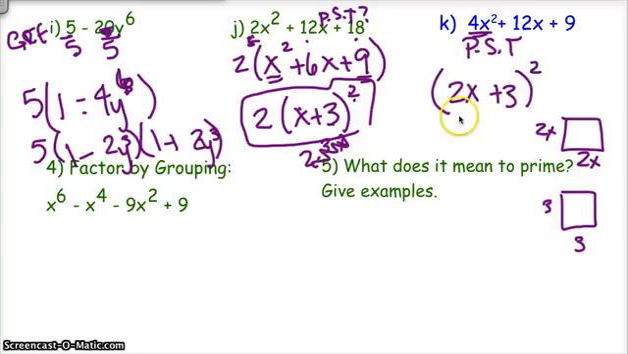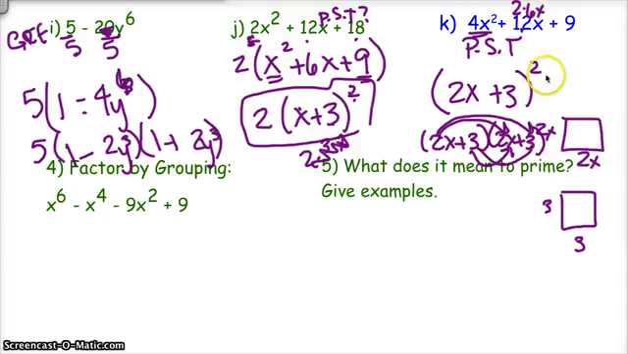Kind of take a chance. Then I would always go back, if it's something you're not sure about, and double distribute. That's your 4x squared. That's going to give you 6x. There's another 6x, so you have two 6x's, which is going to give you the 12, and 3 times 3 is 9.